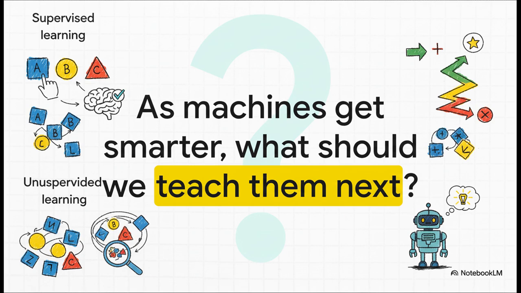We're getting incredibly good at teaching machines how to learn from data, from patterns, from raw experience. But maybe the more important question now is, what should we teach them next? What are the most important problems for them to solve? That's definitely something to chew on.